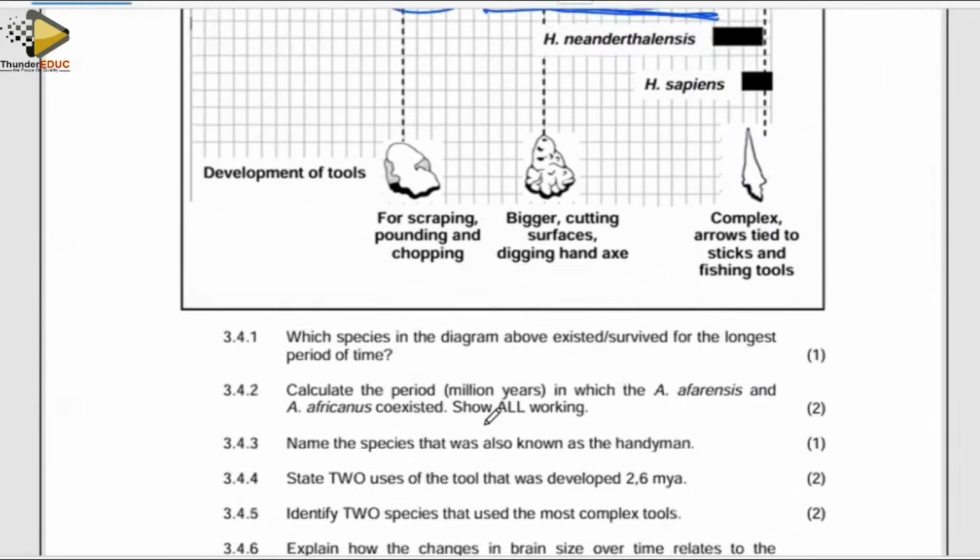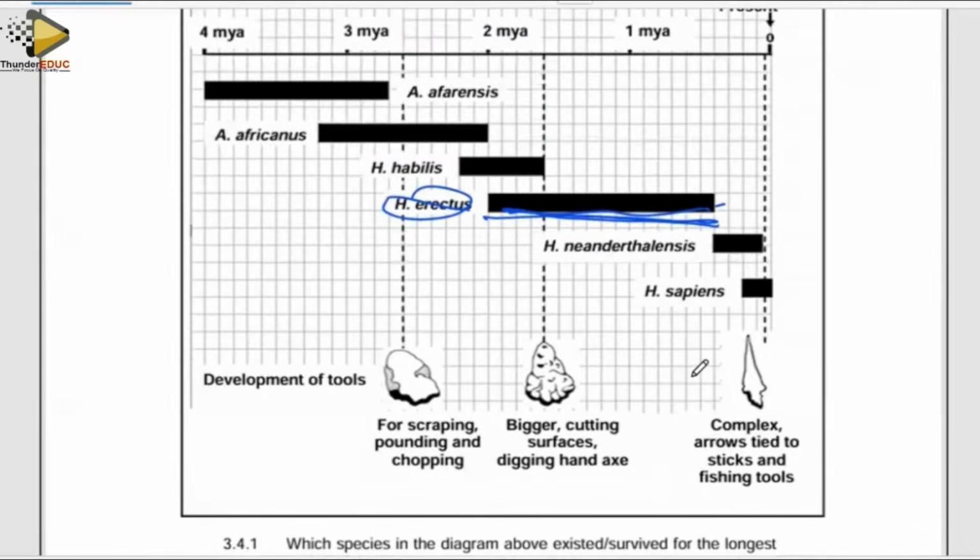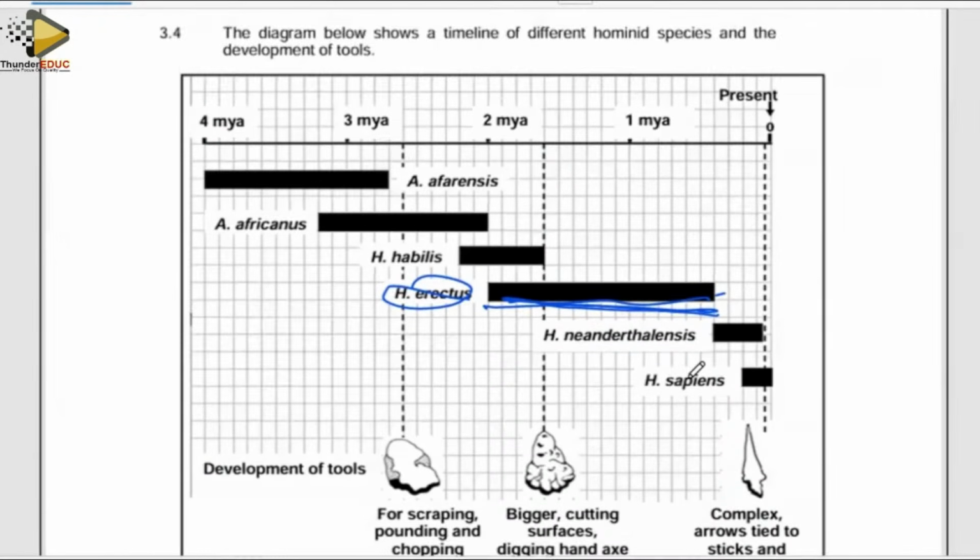Then they are saying calculate the period in million years in which Australopithecus afarensis and africanus coexisted. This is afarensis and africanus. So it means that it started from here and ended here. You see? That's the time when they coexisted. So I'm going to come here and read. Remember, I read from 0. So I'm reading from this side.